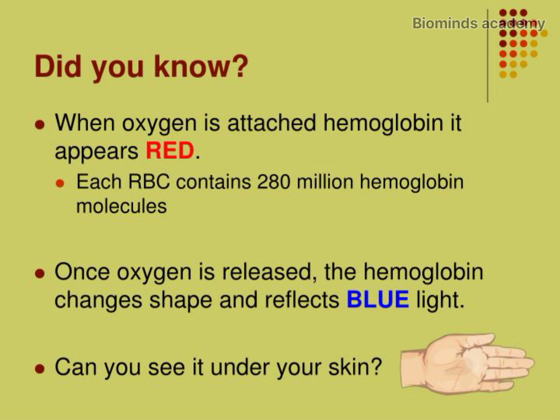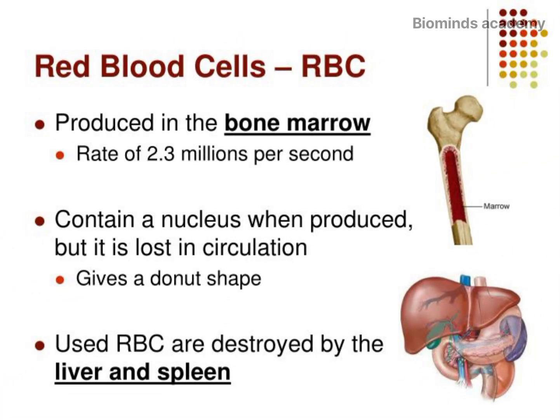When oxygen is attached to the hemoglobin, it appears red. Why? Because each RBC contains 280 million hemoglobin molecules. Once oxygen is released, the hemoglobin changes and reflects blue light. Red blood cells are produced in the bone marrow at the rate of 2.3 million per second, and contain a nucleus when produced, but it is lost in circulation. The used RBCs are destroyed by the liver and the spleen. So the bone marrow is the birthplace of RBCs, which are destroyed in the liver and spleen.